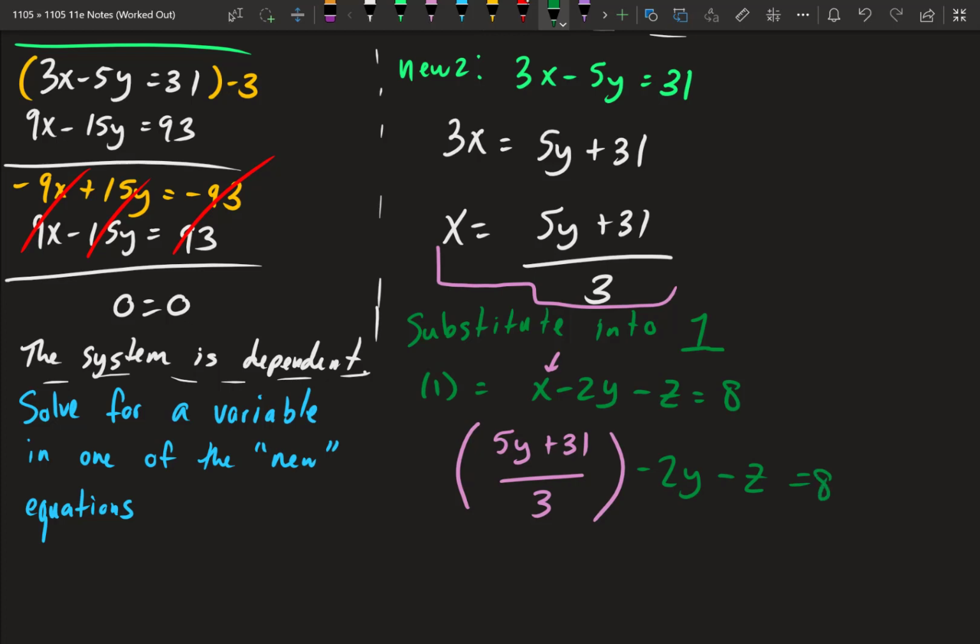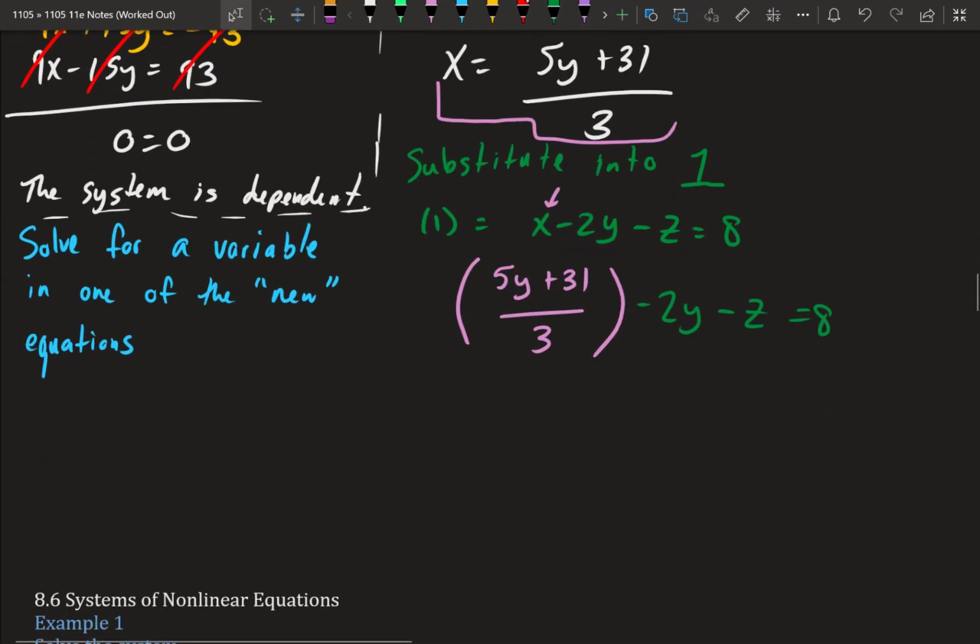Alright, from here, I'm going to solve for the variable that is most given. You see how there's multiple y's? That's what I'm going to solve for. So in order to do that, I need to get rid of this ugly fraction. I'm going to multiply everything by 3. What that does is it gets rid of the fraction. So now I'm working with 5y plus 31. So 3 times negative 2y is negative 6y. 3 times negative z is negative 3z equals 24.